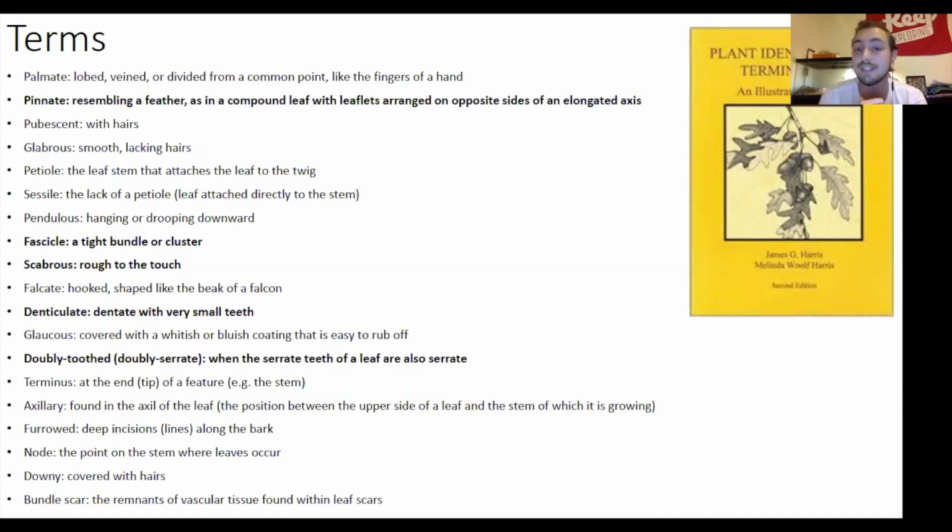So again, a reminder, dentate is just sawtooth margins along a leaf. And then we also have doubly tooth or doubly serrate. Remember, serrate is a little bit different from dentate because a serrate leaf will have the teeth pointing forward towards the apex of the leaf, whereas dentate just points straight out. And doubly tooth means that the serrate teeth of the leaf are also serrate, so they're doubly serrate. Another term commonly used for this is biserrate, and we'll see an example of this when we get to our American elm. That's just a reminder of all the terms that can be used when identifying plants, and there are many, many, many more.